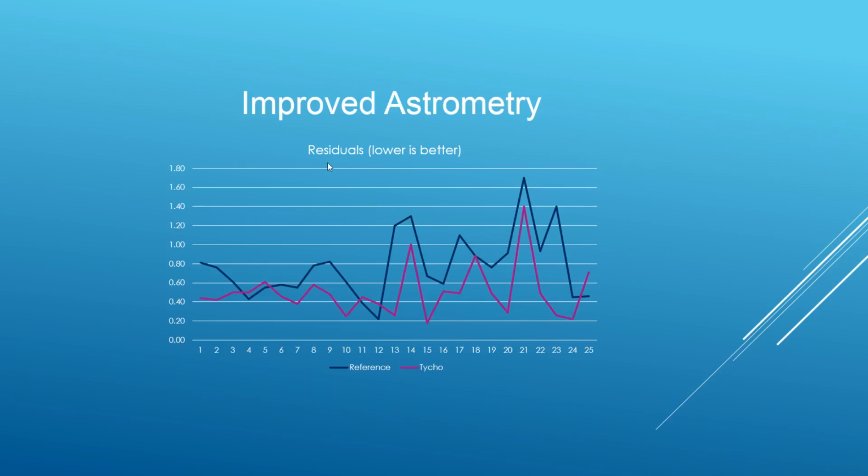So as you'll note, residual lower is better. So in this graph here, you can see that overall, on average, Tycho appears to be performing with improved measurements. And so this is very good to see. I've spent a lot of time and effort to achieve this result. And so these are 25 data points essentially to help at least confirm that Tycho is indeed capable of performing very good astrometry.